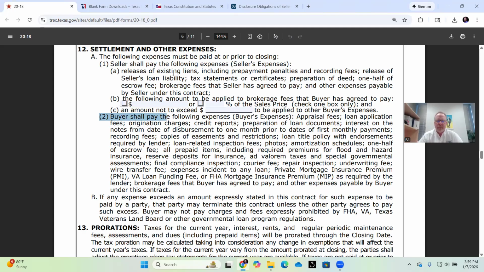So the seller has to pay to release liens, get the tax certificates done, prepare the deed, half of the escrow fee, because the buyer's going to pay the other half of the escrow fee, okay? And any brokerage fees the seller has agreed to pay, and the buyer is going to pay any brokerage fees the buyer has agreed to pay. Okay. Now the buyer also has a bunch of other things in here. All these have to do with the loan related fees, setting up escrow accounts, mortgage insurance, that sort of thing. So make sure you read through 12A1A and 12A2 to know what those expenses are.